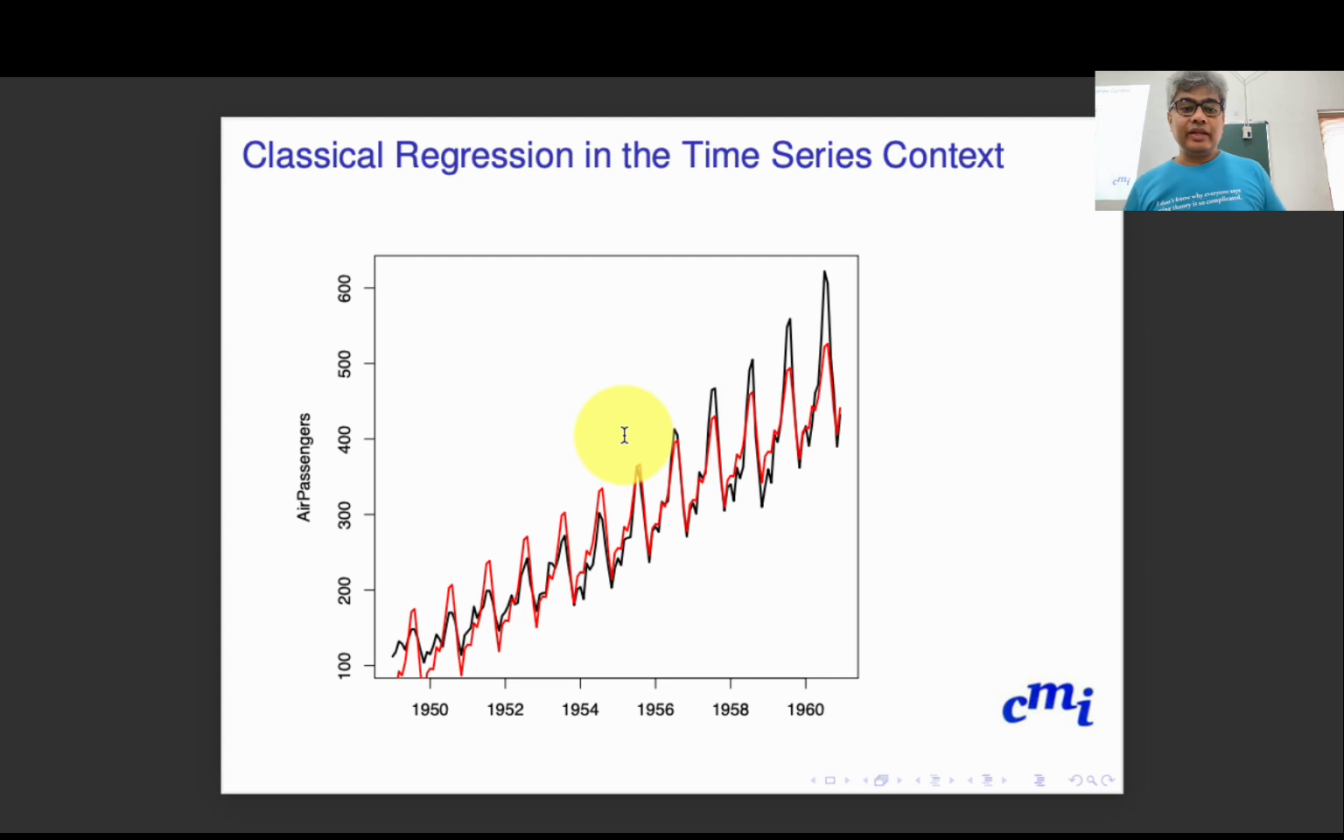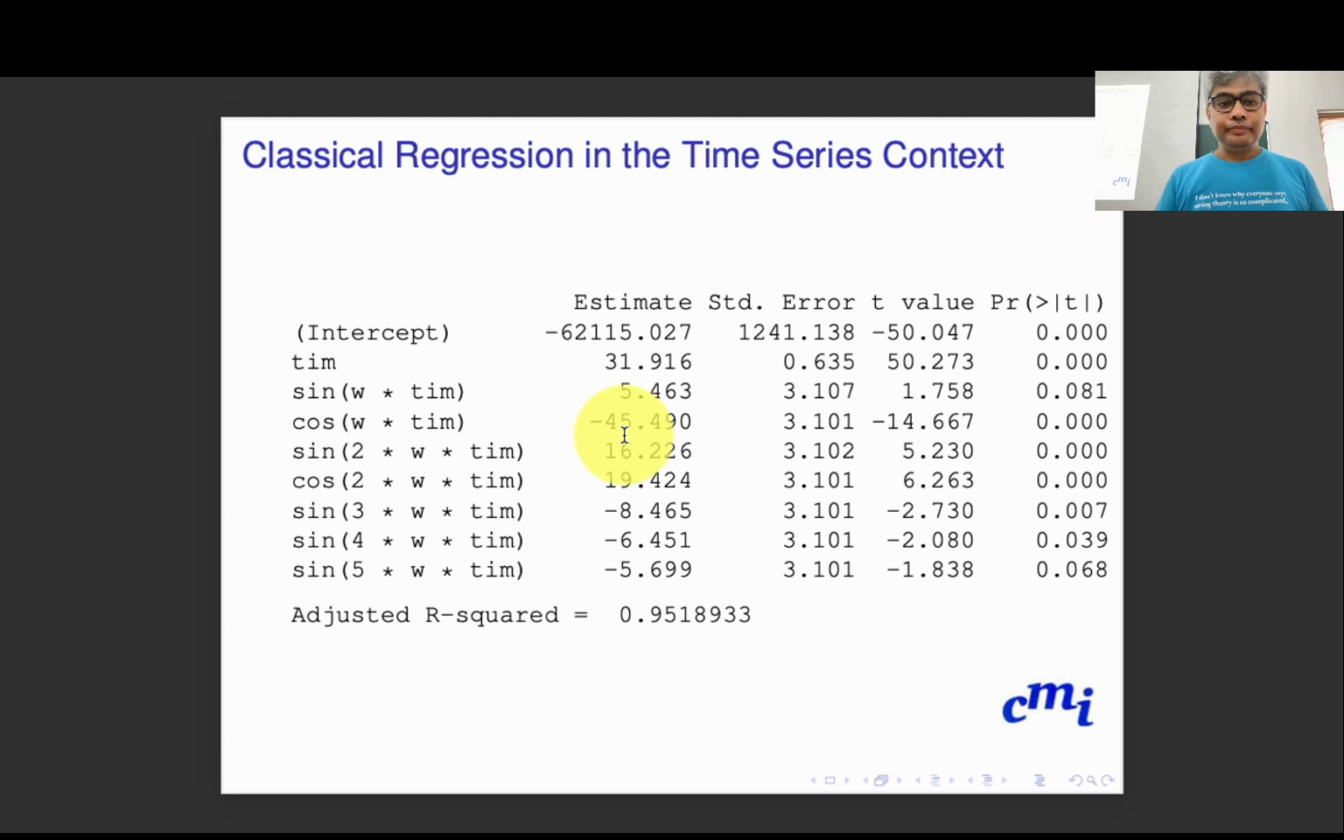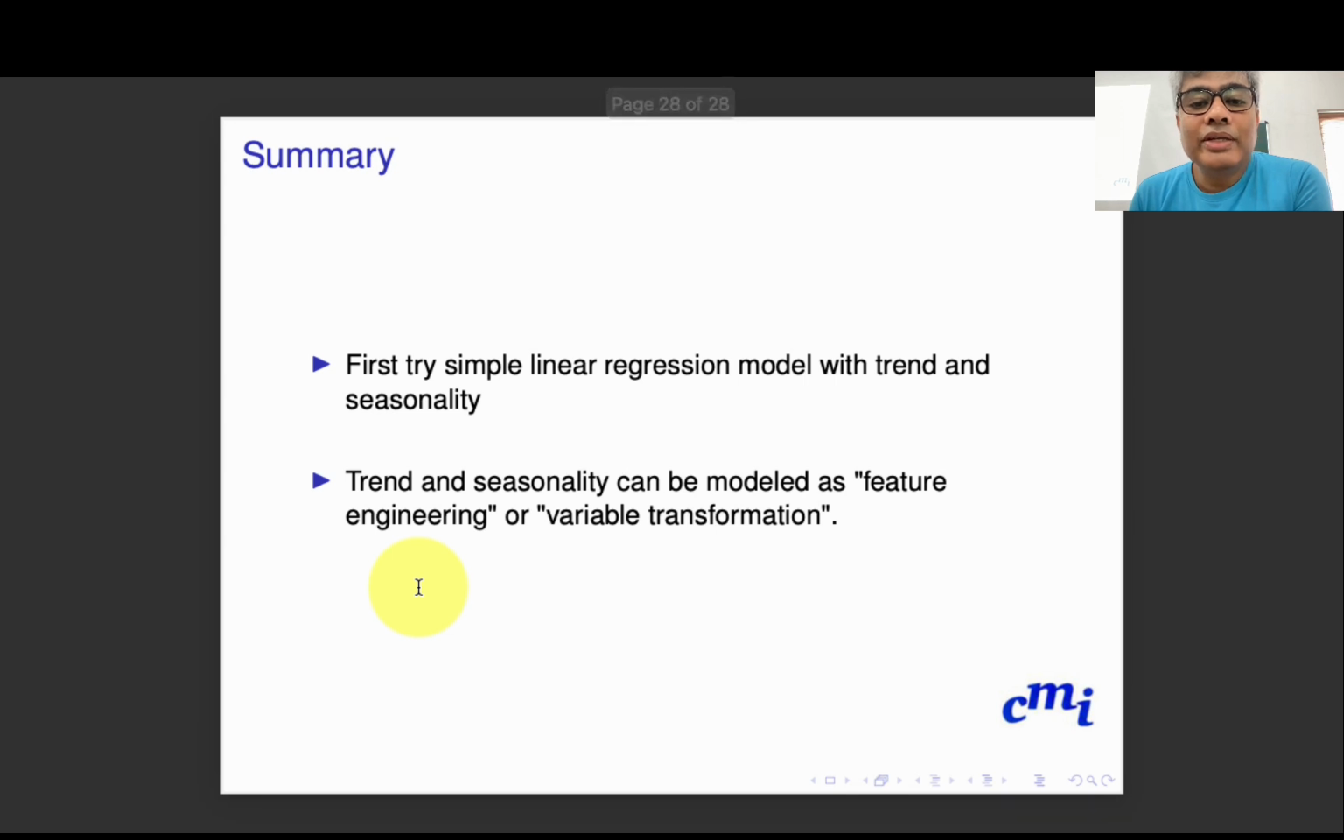So after fitting the model, we get a fit like that. You can see that after I did a stepwise selection, all the cosine terms were dropped. The cos 1 and cos 2 terms were there, and then after that only the sine term was there and all the cosine terms were dropped. So some degree of model selection is probably a good thing. The simple linear regression model with trend and seasonality is what you should try first.